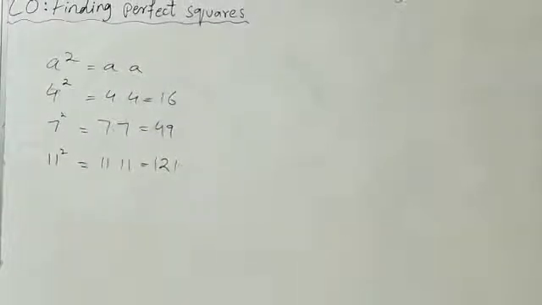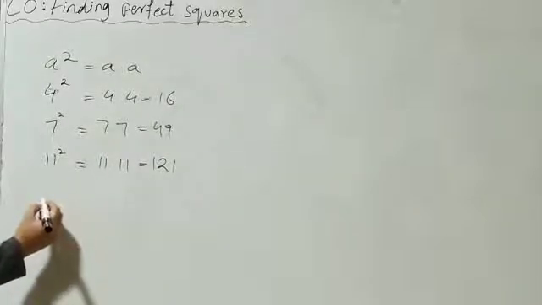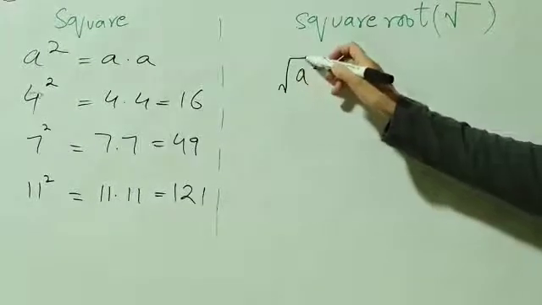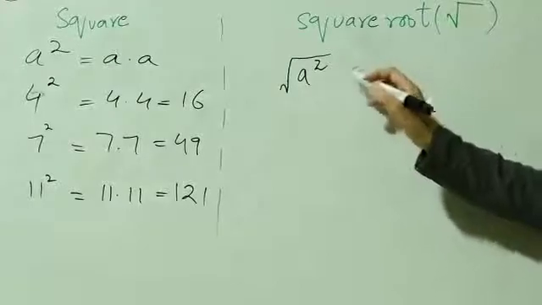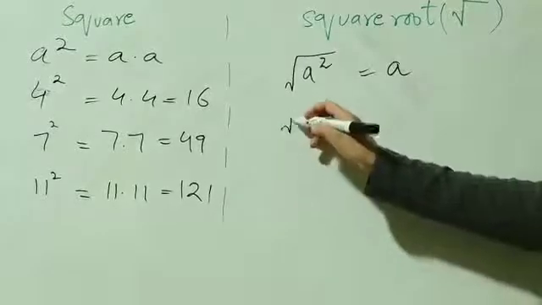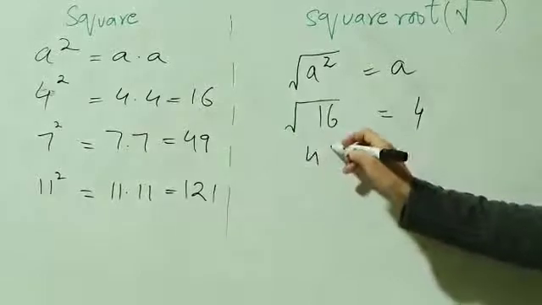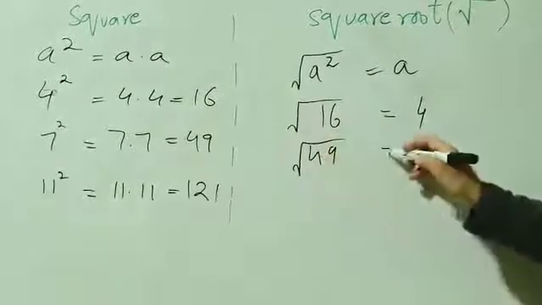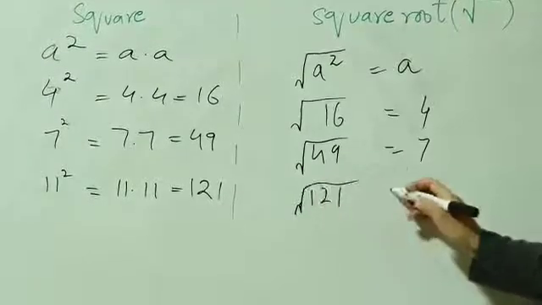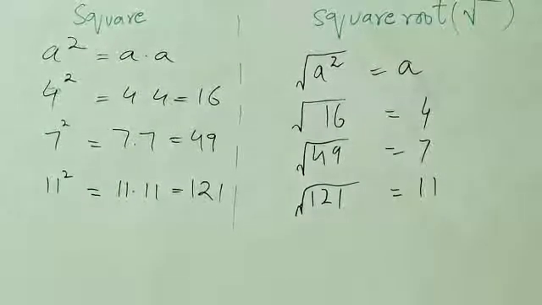Now our topic is finding square root. Square root is the reverse process of square. You can see the sign for the square root. Now square root of a square will be equal to a, and square root of 16 will be 4. Square root of 49 will be 7, and square root of 121 will be 11. Now how to find these square roots? We are going to study the method to find square root in detail.